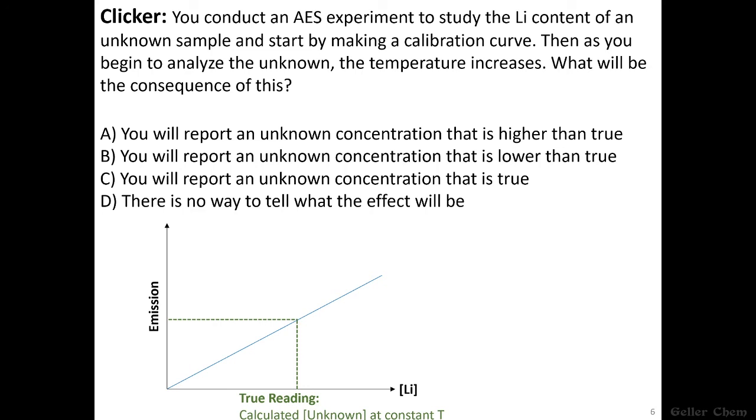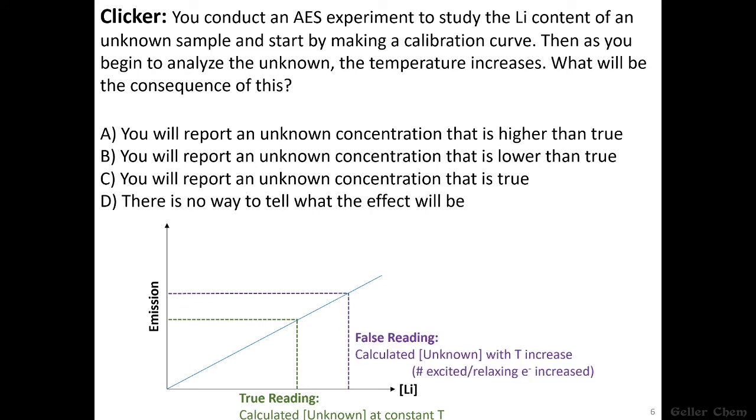But now things are about to get uncomfortable because we're about to deal with something we haven't seen before, which is false readings. When we were analyzing the unknown, the temperature went up. And for the reasons we've already covered, we know that an increase in temperature for emission-based experiments will increase the signal. And so we're not going to measure the true signal, we're going to measure a falsely high signal, and we're going to plug that into our calibration curve and get a falsely high concentration of lithium, all because the temperature wasn't able to remain constant.